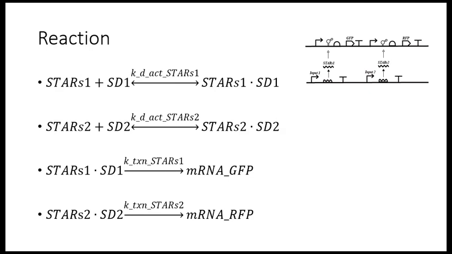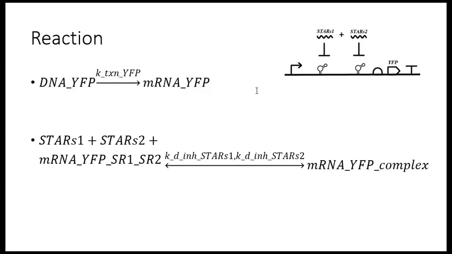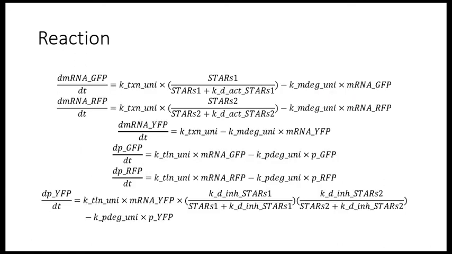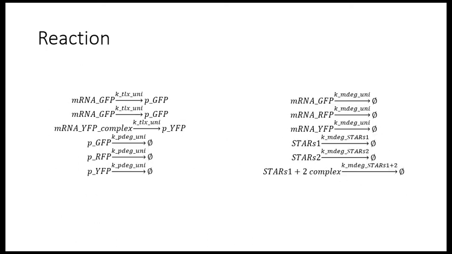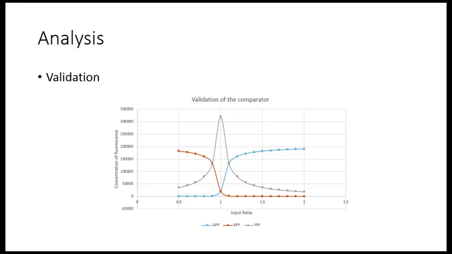STAR1 and STAR2 can bind with the activation elements between coding sequences to activate the transcription of downstream genes. And they can also bind with the inhibition elements to inhibit the translation process here. And I wrote the differential equations to describe how the whole process works, and also for processes like translation and degradation. Then I use MATLAB to simulate the whole process.